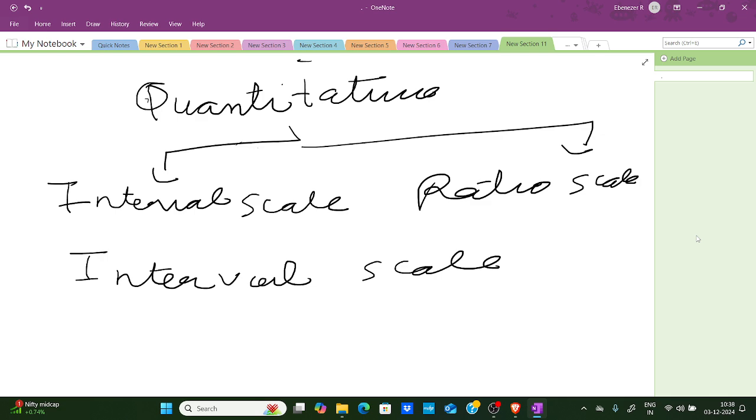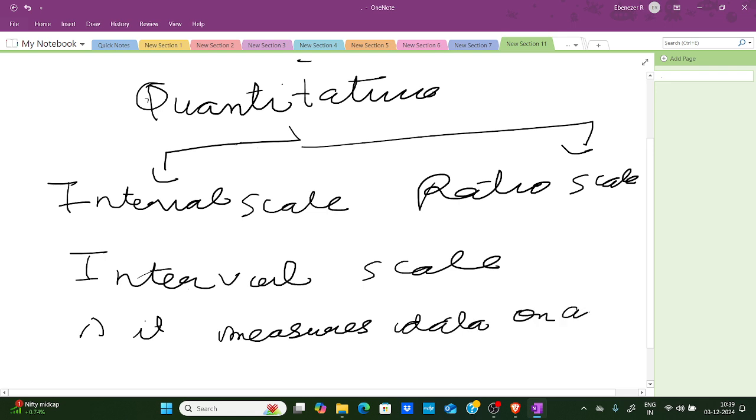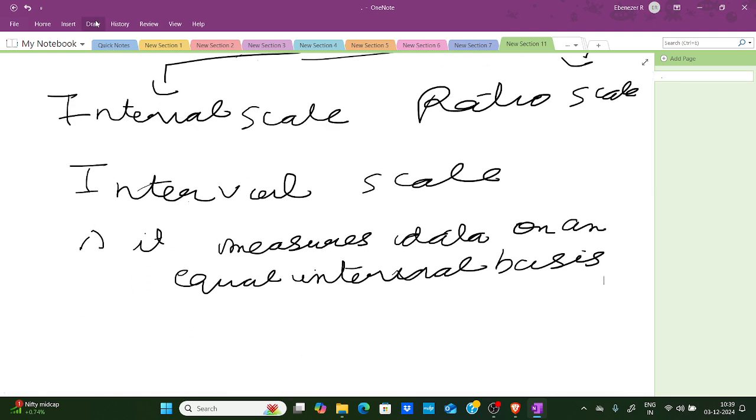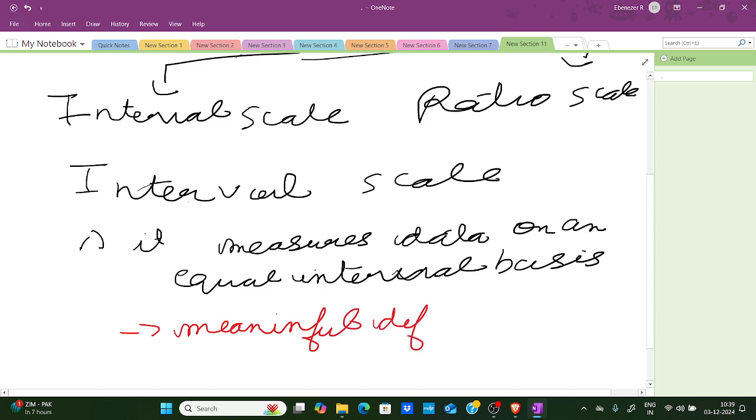The interval scale is one of the four main scales of measurement used in statistics. Why is it unique? Because, first of all, it measures data on an equal interval basis. That means the differences are meaningful over here. There is a meaningful difference.